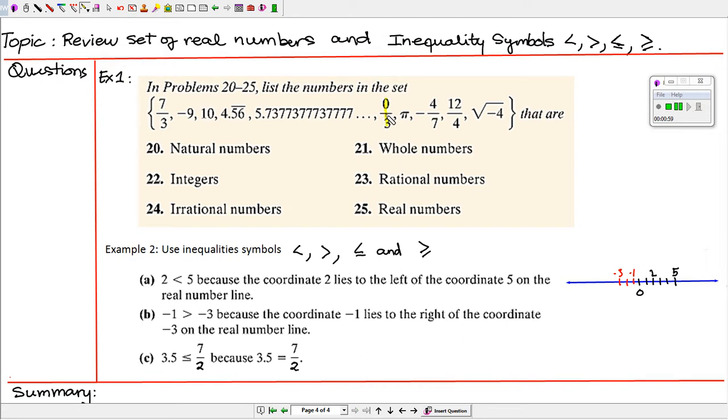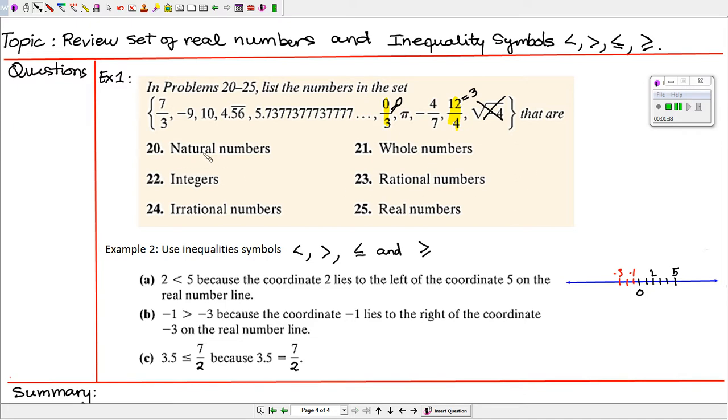So let's say here, 0 divided by 3 is equal to 0, and then 12 divided by 4 will be equal to 3. And the square root of negative 4 is a complex or imaginary number, so we are not going to talk about this number. It doesn't belong to the set of real numbers. You are going to learn about this set of numbers in college.